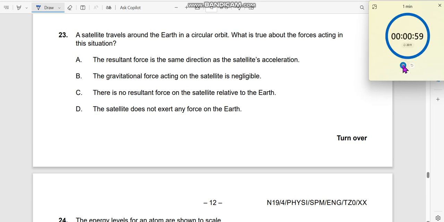Question number 23. A satellite travels around the Earth in a circular orbit. This is your satellite and this is your Earth over here. What is true about the forces acting in this situation?